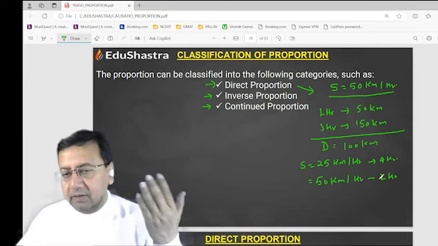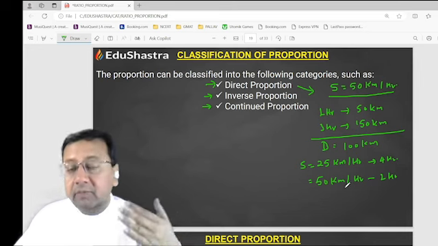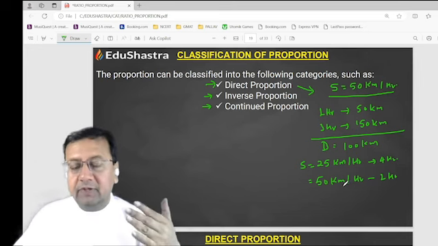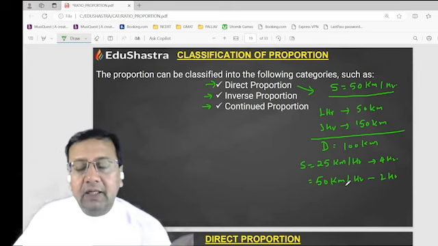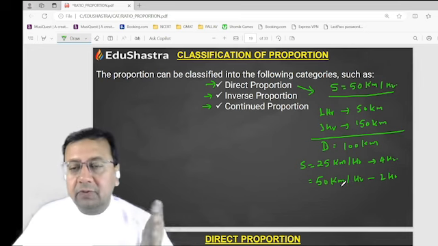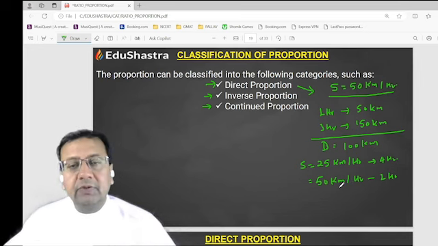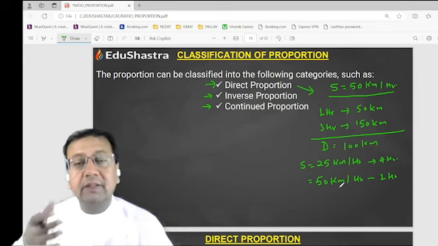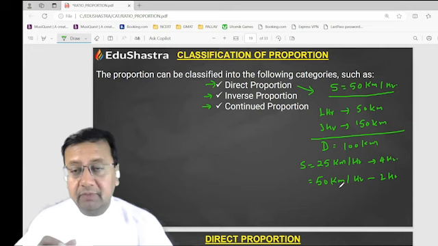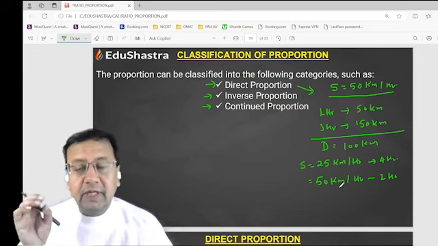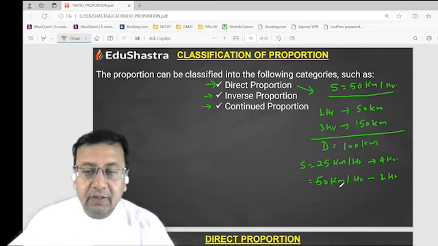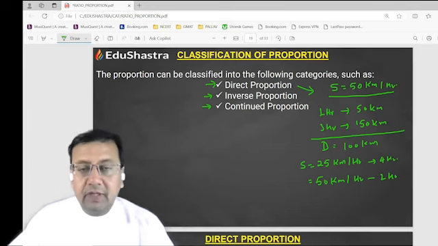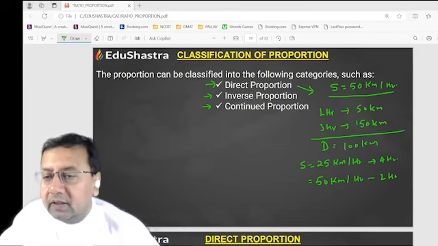So keeping the distance constant, if I double the speed from 25 to 50, I'll take half the time, from 4 hours to 2 hours. So this is what it is: when one variable is increasing, the other will decrease in the same proportion. Double and half, so the same factor is there. This way, direct and indirect.